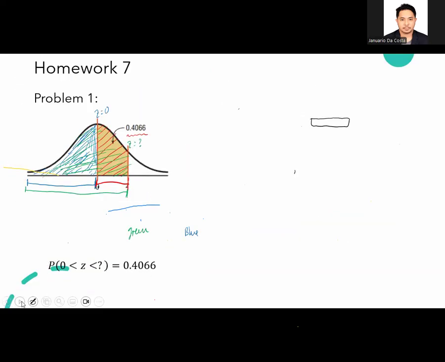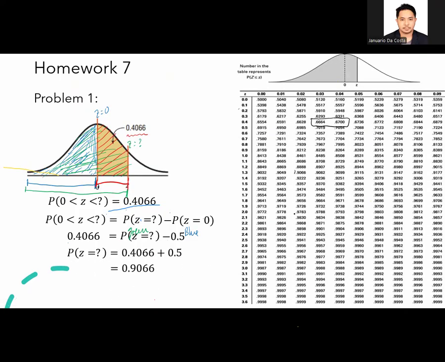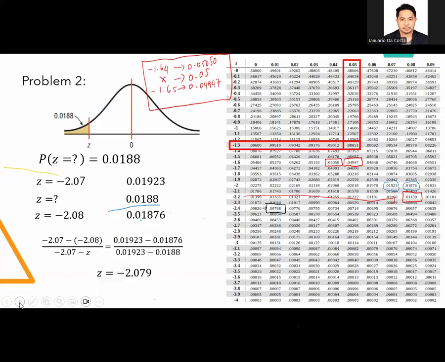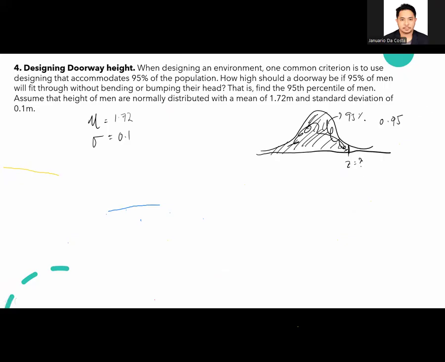Wait, what is the table again? Okay, 0.95. What is it? 0.9595. Yeah, let me just use this one. 1.64, yeah? 1.64. 0.9495 is close to 0.95. Okay? Let's suppose a z-score of 1.64. That corresponds to 95% of everything.